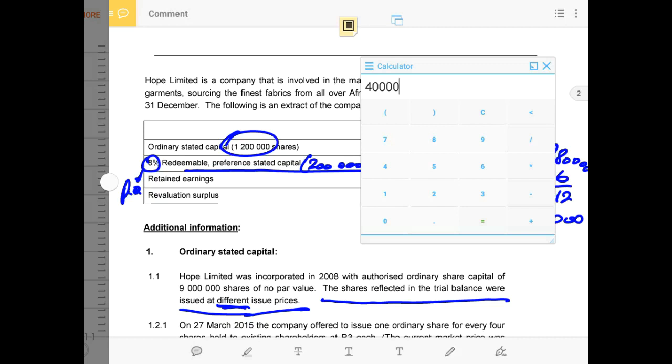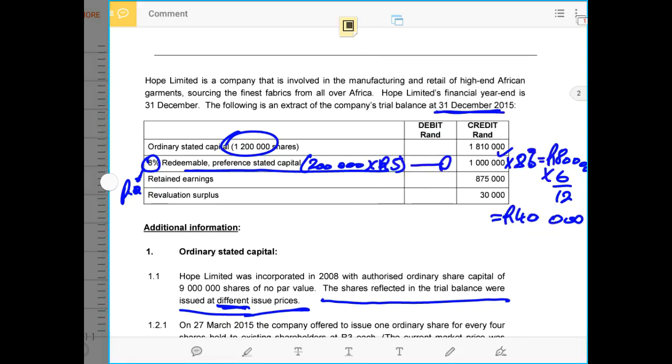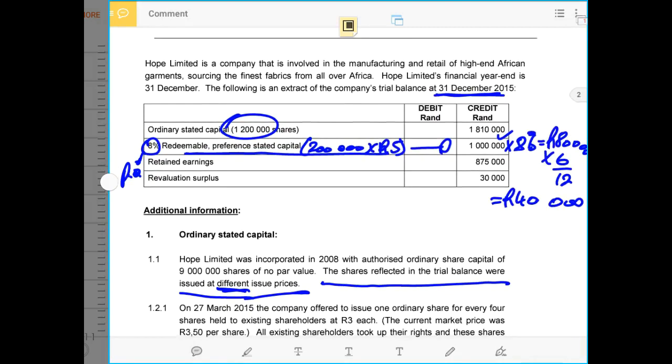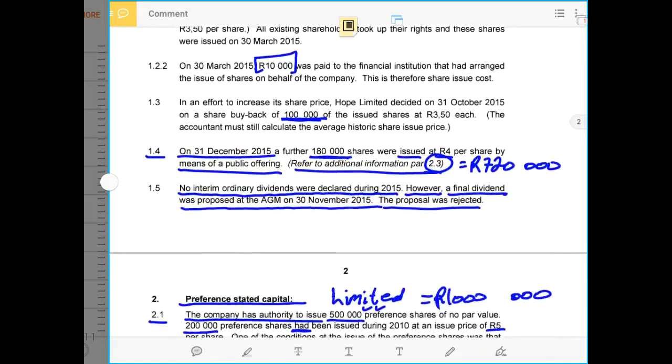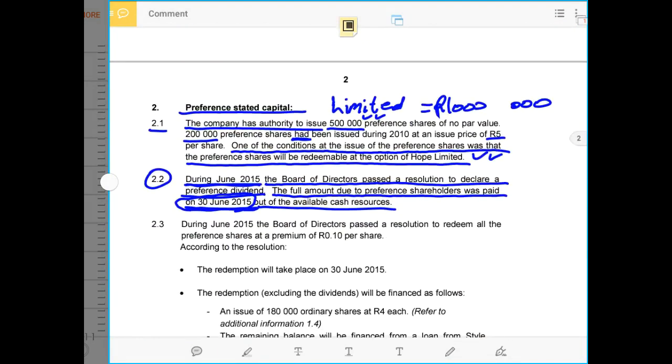This is the amount of the preference dividends that will be recorded in the statement of changes in equity, and if there are general interest required, then that will have to be recorded. So it will be 40,000, which is the preference dividends only for 6 months, up to June, not for the full year, which is 80,000 rands. Please take note of that. Dates become very critical when it comes to dividends.